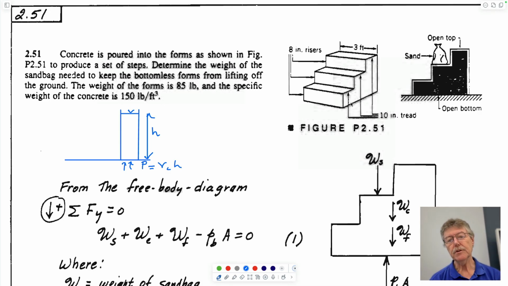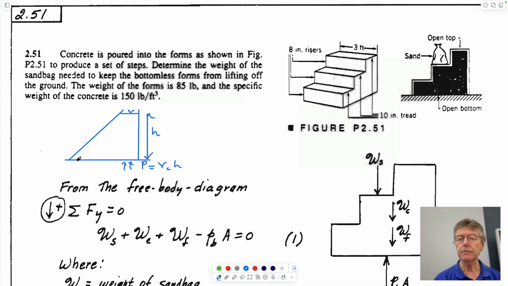But what happens here when you have just a small step above it? The easiest way to think about that, I think, is to do this and redraw your step, your form, like this. So this is the wall now. This is the pressure at this point.